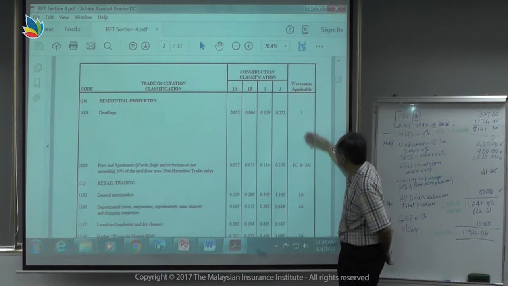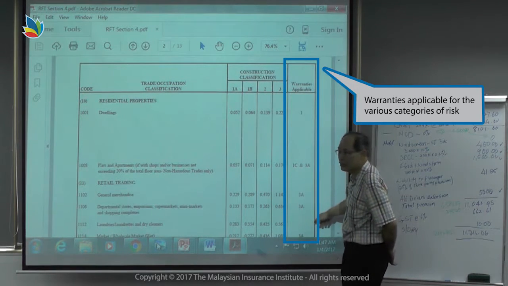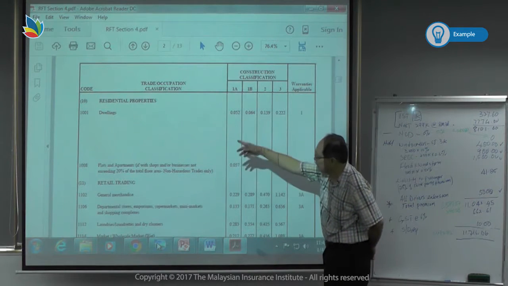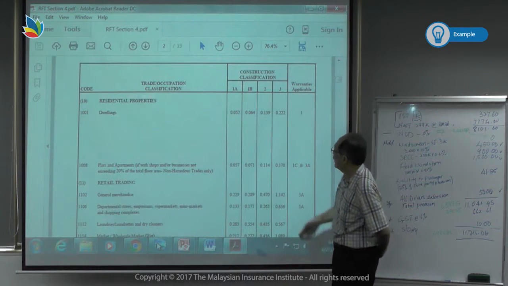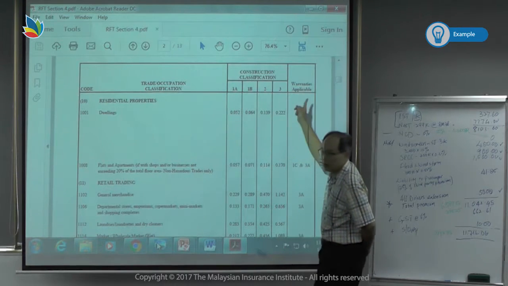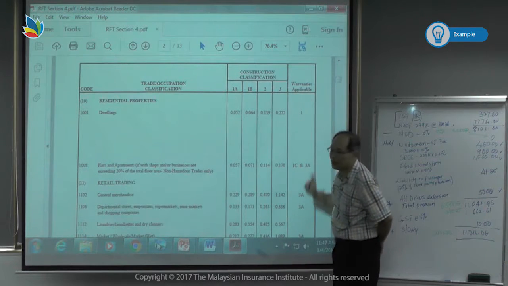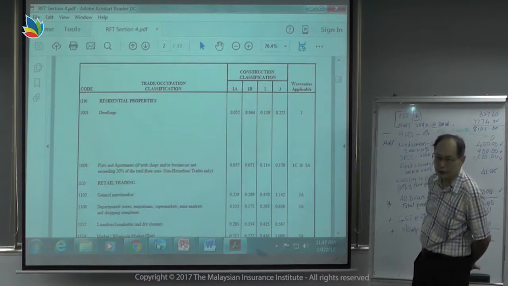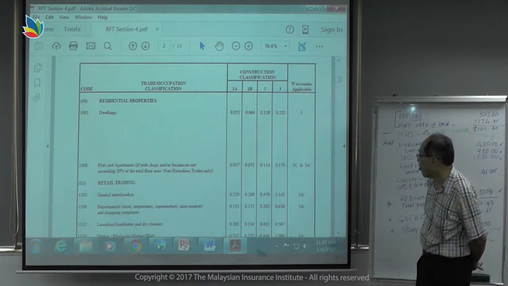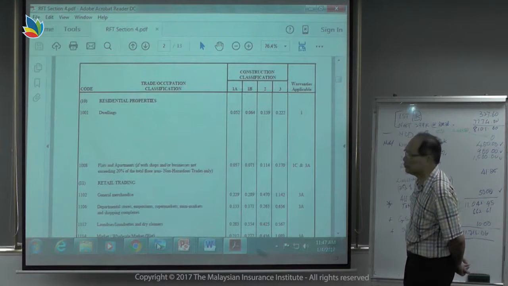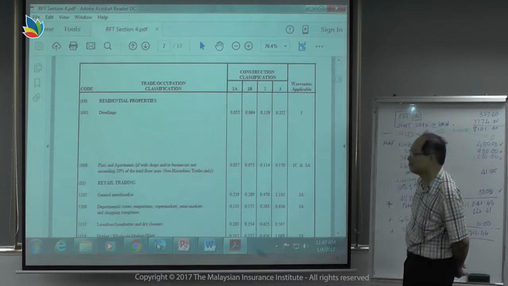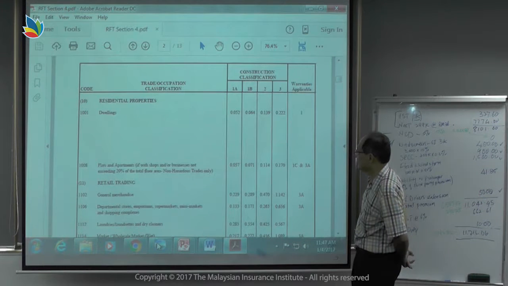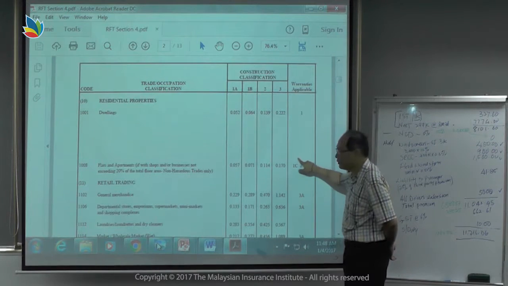And if you look at the fire tariff, these are the warranties applicable for the various categories of risk. For example, if your property is a dwelling, you use code 101, right? Depending on the construction, you need to know what the construction is. There are 4 categories of construction, and then this is the warranty applicable. Now, you look at trade code 1008. That's for flats and apartments. What is significantly changed? Of course, the rates are different. And then the construction.